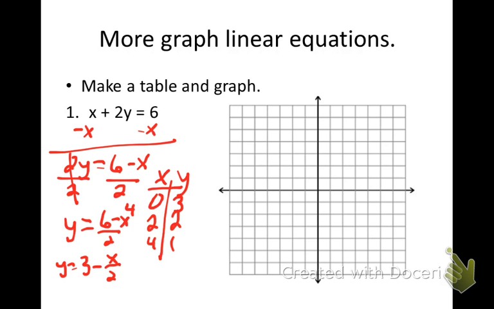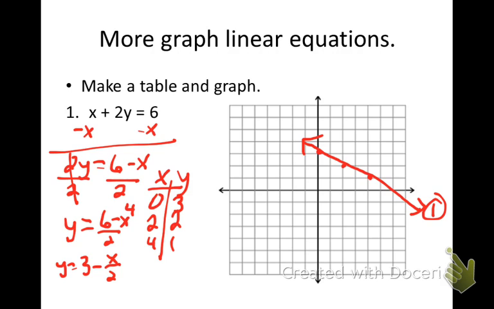So I need to graph 0, 3, 2, 2, and 4, 1. Remember, draw your line through those points. And again, if I were drawing more than 1 on a graph, I would put 1 for this one. And I have just 1 to put on this graph.